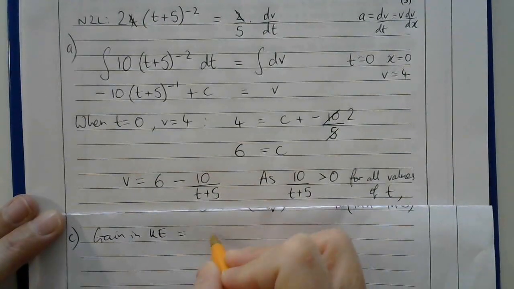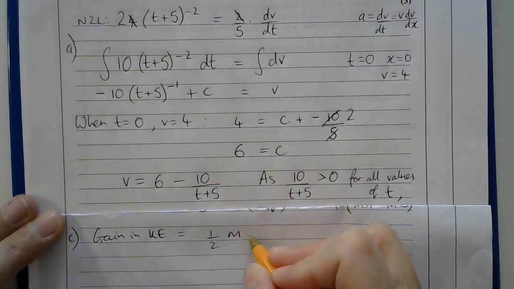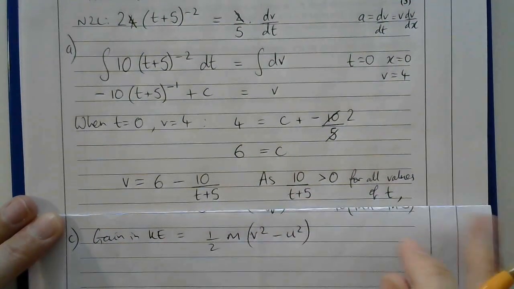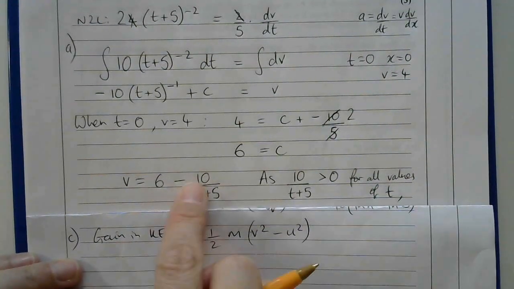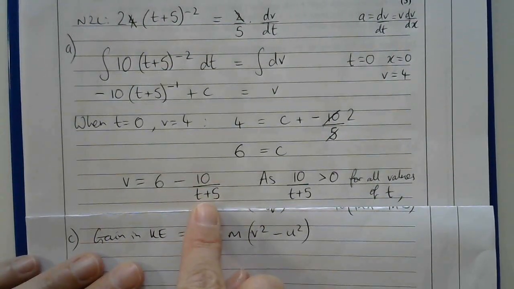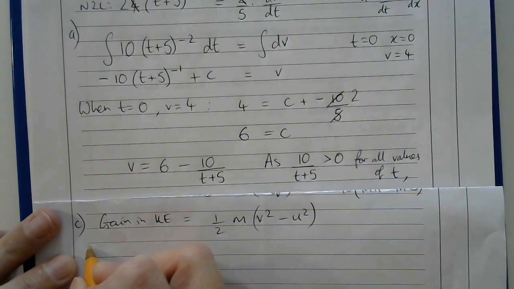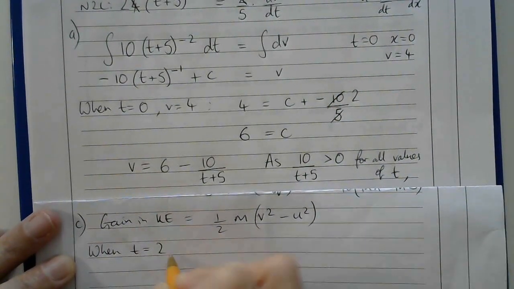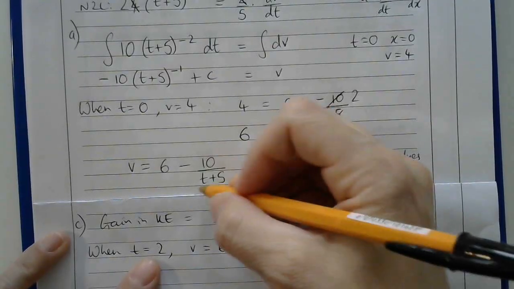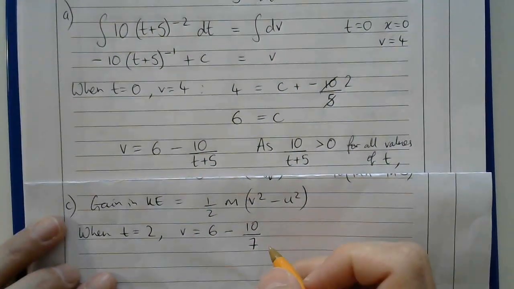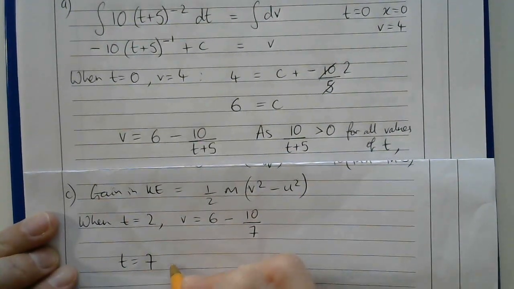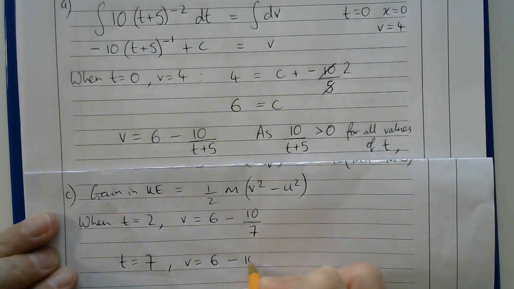So the gain in kinetic energy will be half times the mass, and I need to do basically the final velocity squared minus the initial velocity squared. And I can use this expression and the values of t is 2 and t is 7 to work out the velocity at each of those points. So when t is 2, the velocity is 6 minus 10 over 2 plus 5, so 7. And when t is 7, then I know that the velocity is 6 minus 10 over 12.